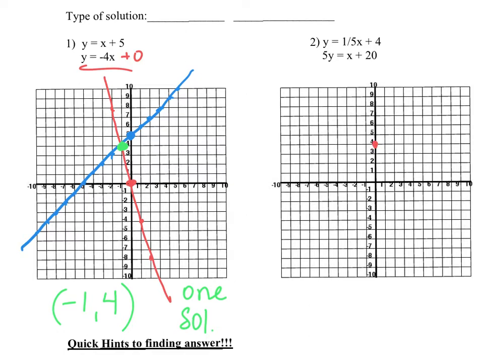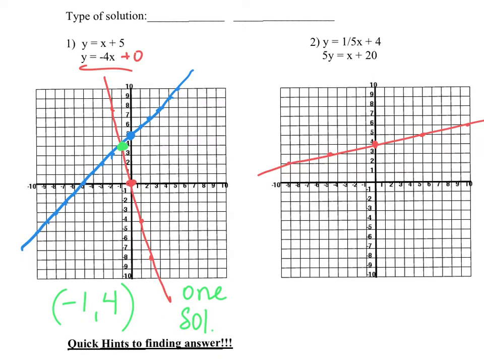So I need to go up 1 and right 5, right? Or down 1 and left 5. Cool. Okay.